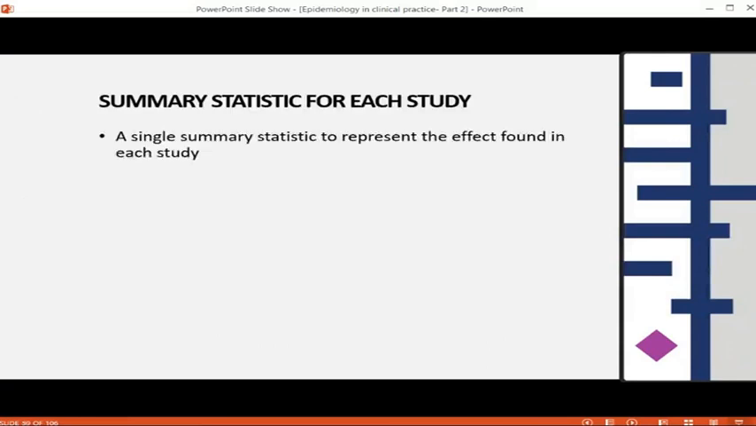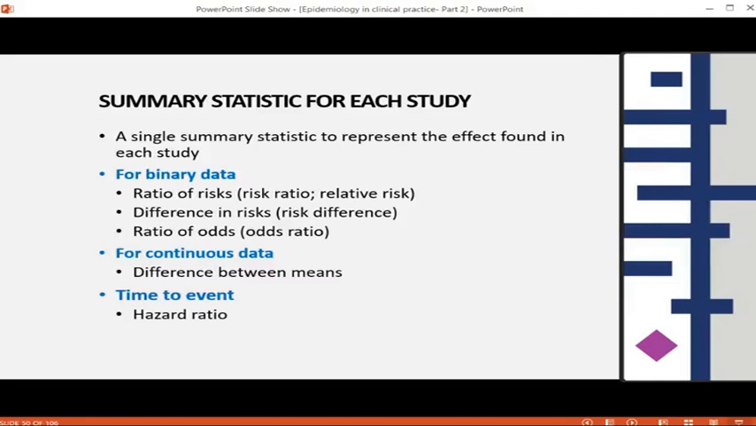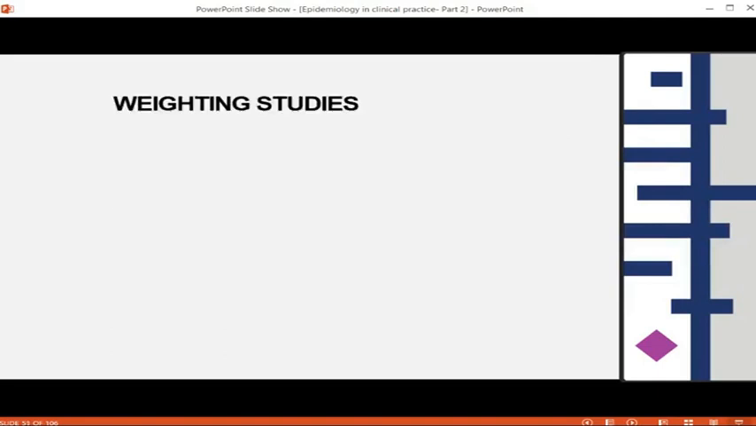Now, what do you mean by summary statistic? That is the way you want to represent the results. So for dead or alive binary data, you can use a relative risk, or you can use a risk difference, or you can use the odds ratio. If you've got means and standard deviations in continuous data, then you look at the difference in means with their confidence intervals. If you have time to event data like survival data, you can use a hazard ratio.